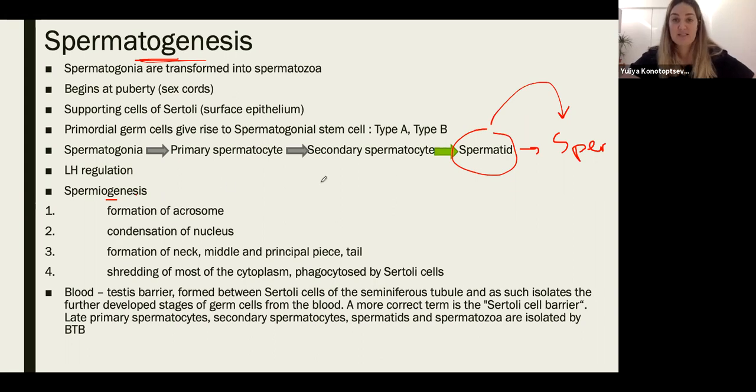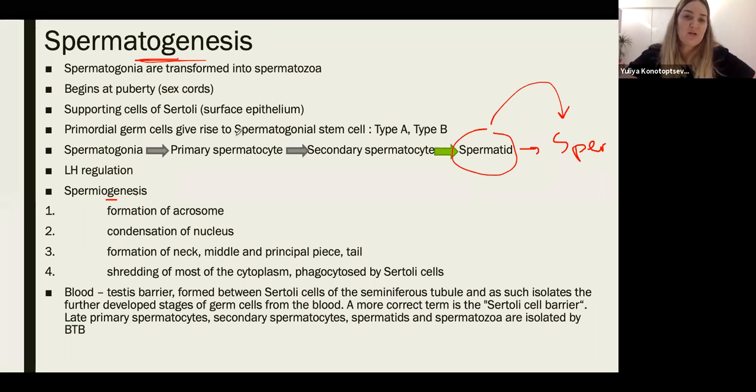I repeat, for the exam, it's very important. You will see something like this: spermiogenesis is the last step of spermatogenesis. Correct. Because literally that's what happens. Spermatid matures to become spermatozoa.